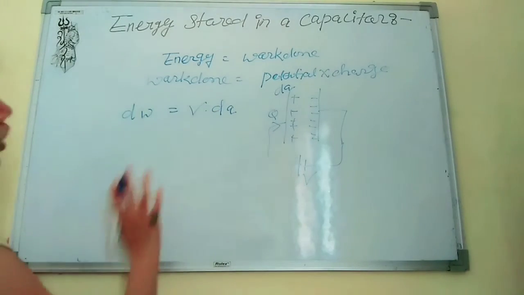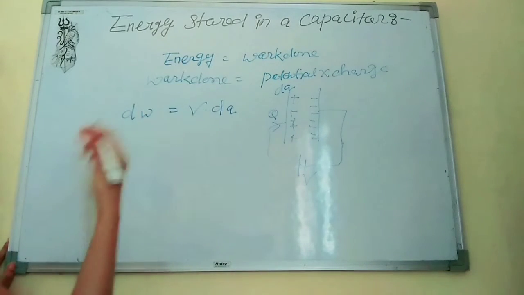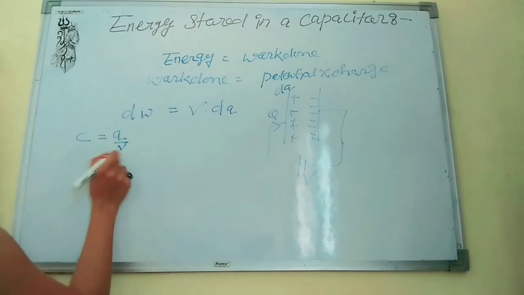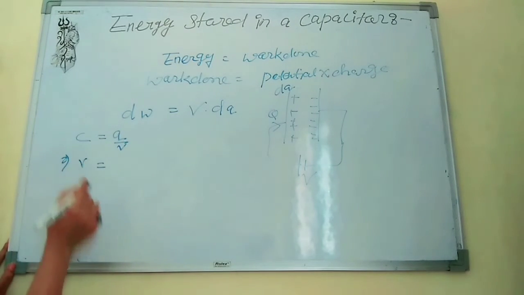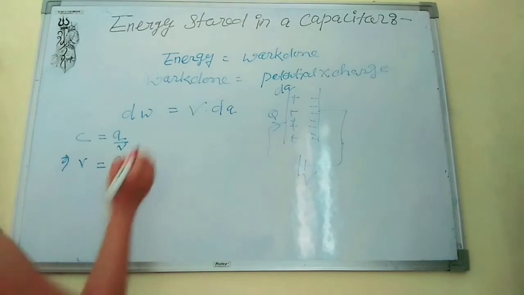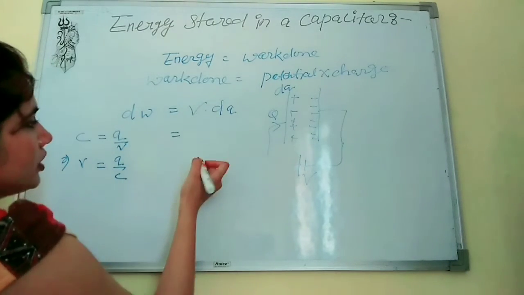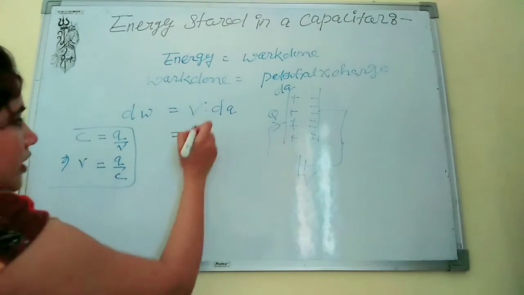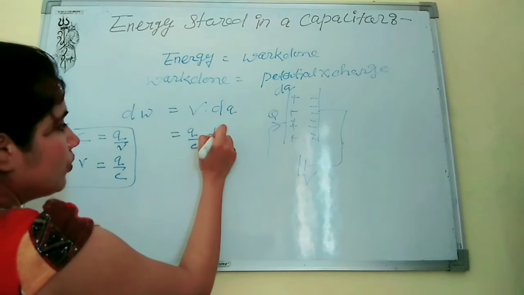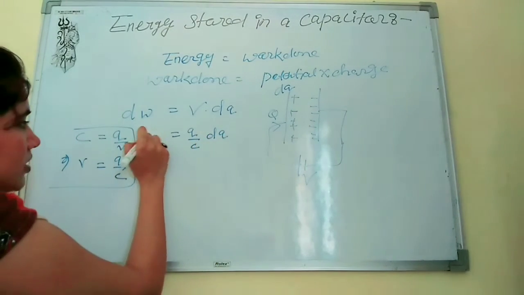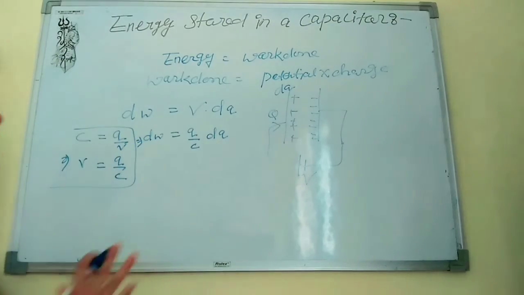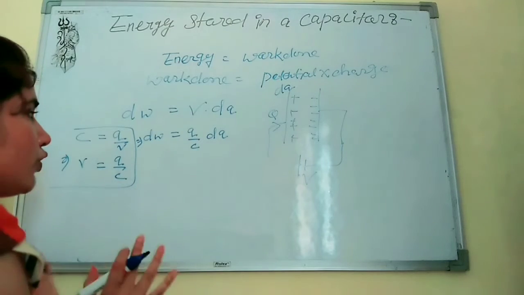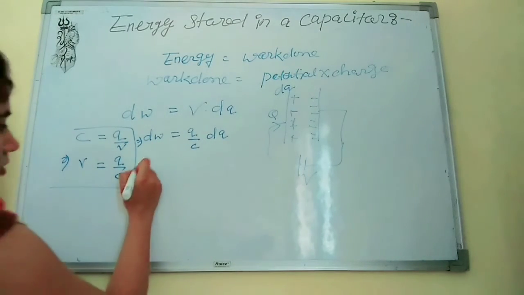Right? Now, we know the expression for V in terms of capacitance. We know C equal to Q by V. So from here we get the expression for V, that is Q by C. Right? So simply here, in the place of V, we put Q by C dq. And this is a small work done dW. Now we have to find the whole work done here. So we simply integrate it.